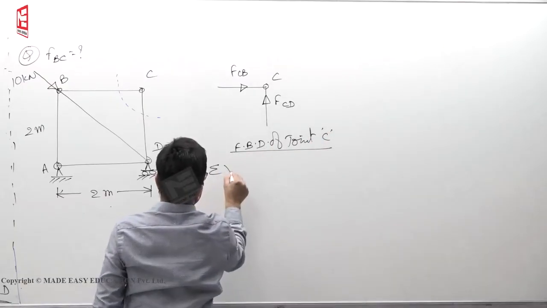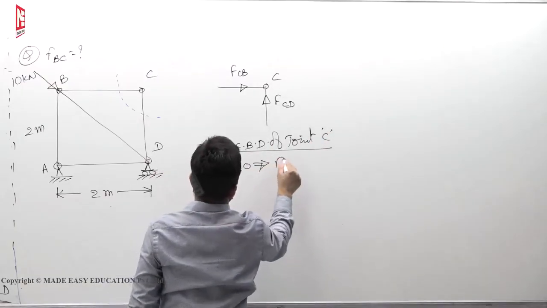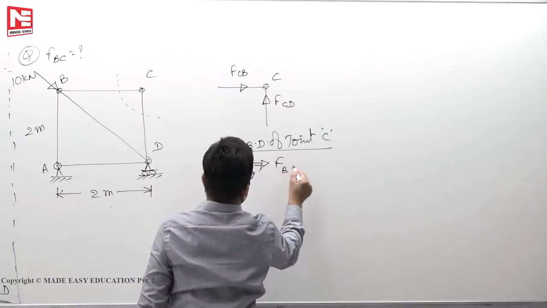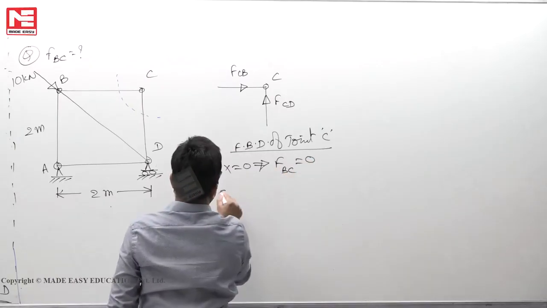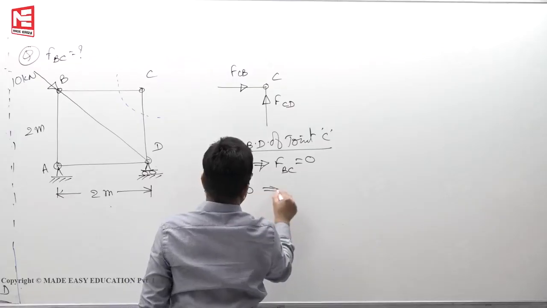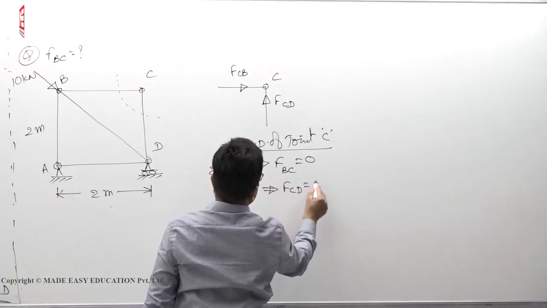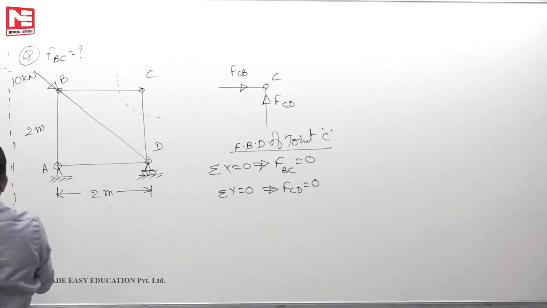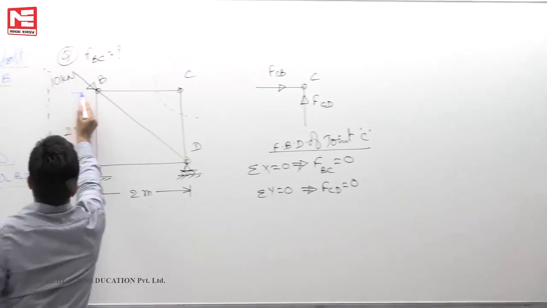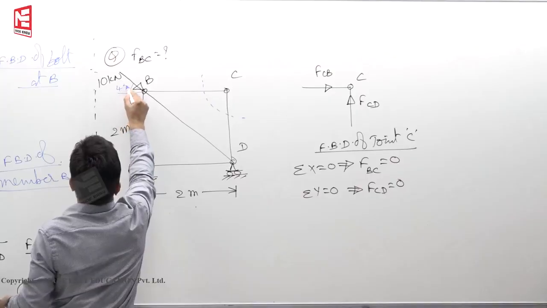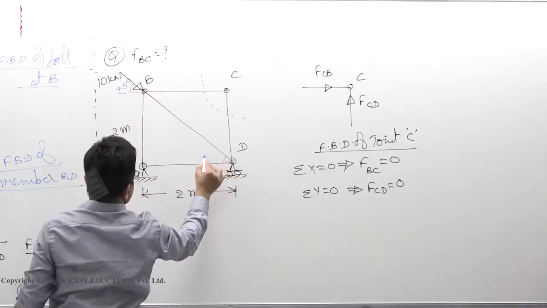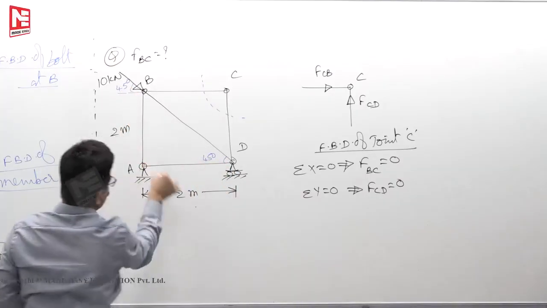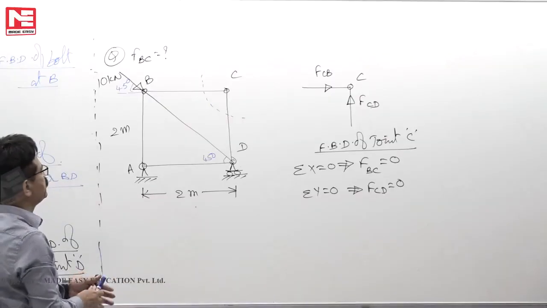Now apply sigma x is equal to 0. Force in the member CB or BC, any which way we can write 0. If you write sigma y 0, FCD also will become 0. That means it looks as if this slope is also, let us say, 45 degrees. Naturally, this is also 45 degrees to 2 meters. Let us say like this.